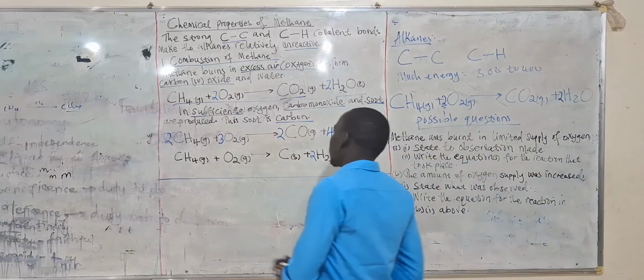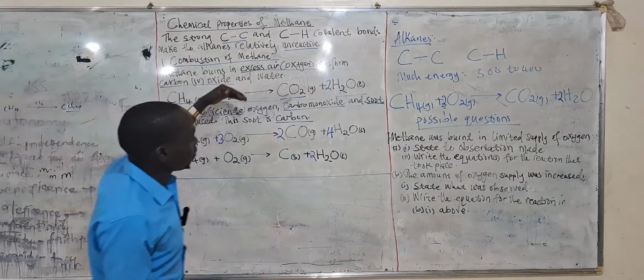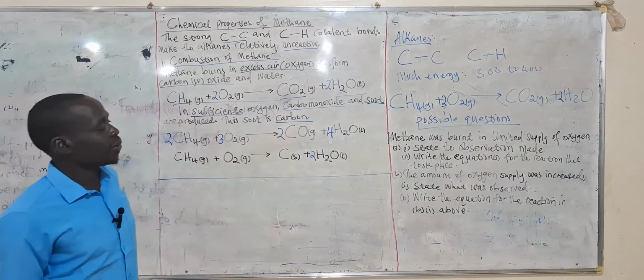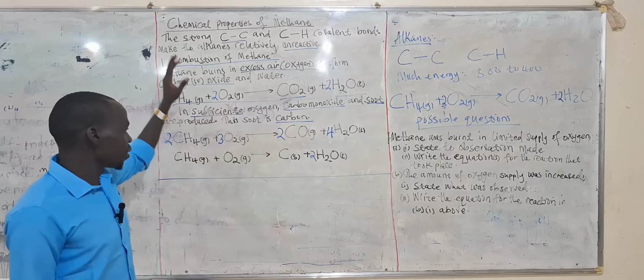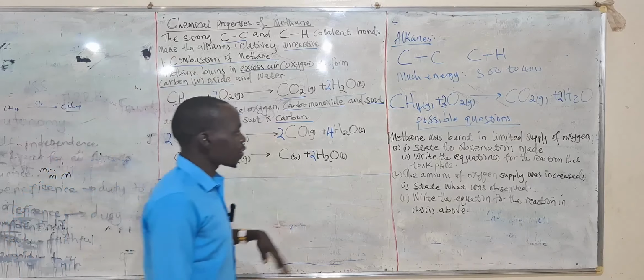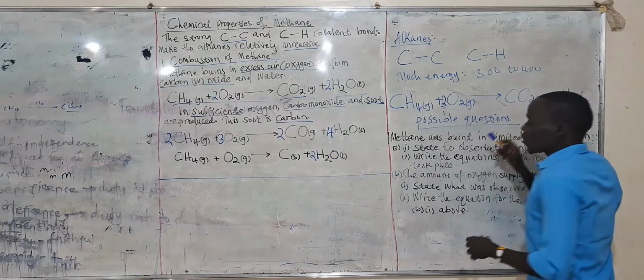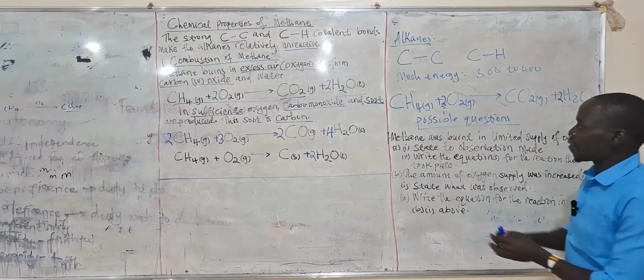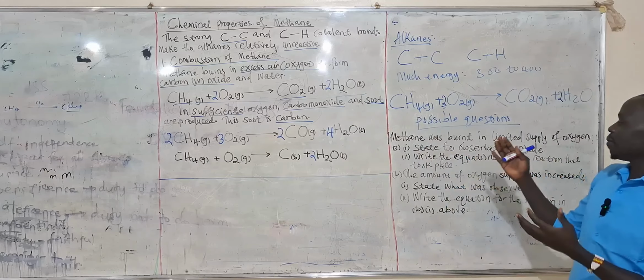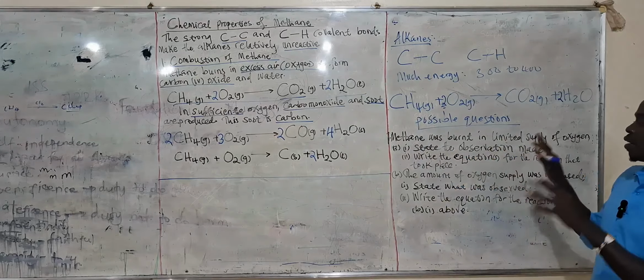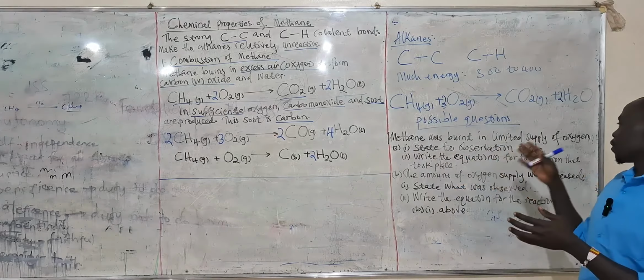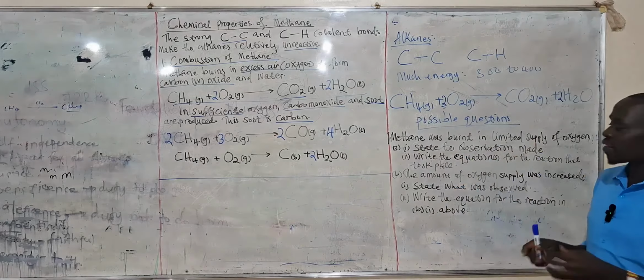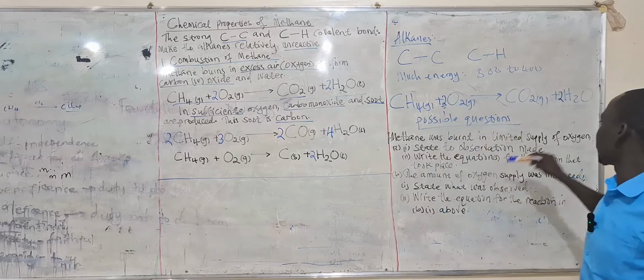Yes, here we are saying from these chemical properties of methane, of which we are going to see others ahead of us, we can write some questions from here for exam. So here we're saying the possible questions that will come from this part specifically is that we shall say methane was burned in limited supply of oxygen. Don't say I was not there in the observation. Here they are saying it was burned in limited supply of oxygen.